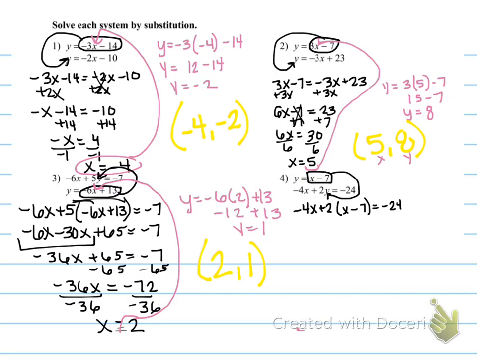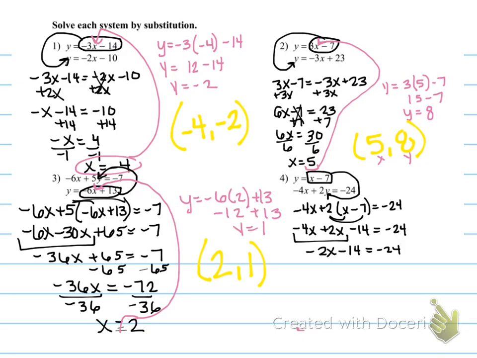Now we have to distribute. So 2 times x and 2 times negative 7. So I'll bring down that negative 4x. 2 times x gets me 2x, and 2 times negative 7 gets me a negative 14. And then I got equals negative 24. But we have like terms here. So negative 4x plus 2x gets me a negative 2x. And then I'll bring down that negative 14 and negative 24 here.